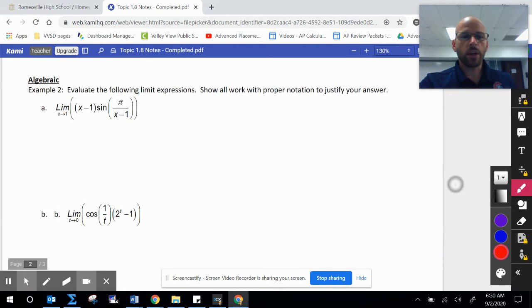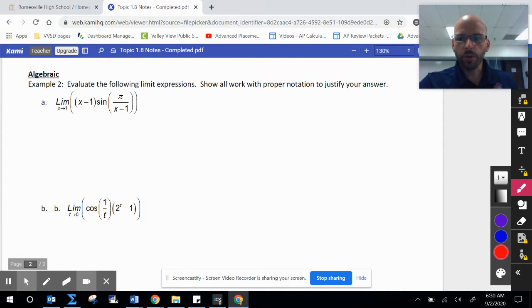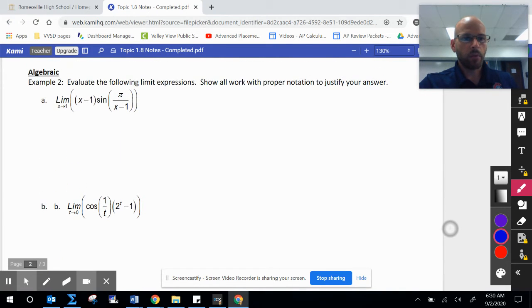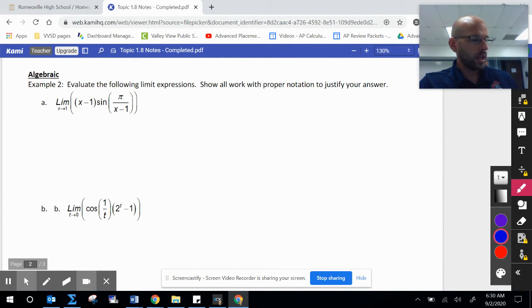Now, I have two more examples here. I'm going to go through them. Feel free to pause, fast forward, whatever you need to do. But I want to go through these two examples, and then we'll continue on with some more sandwich theorem.